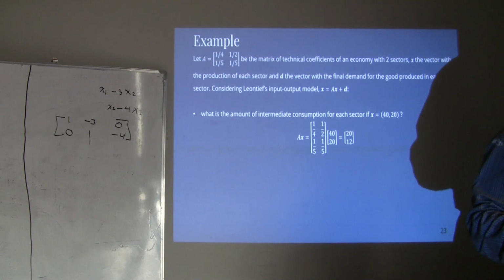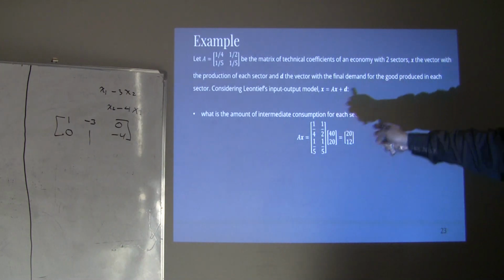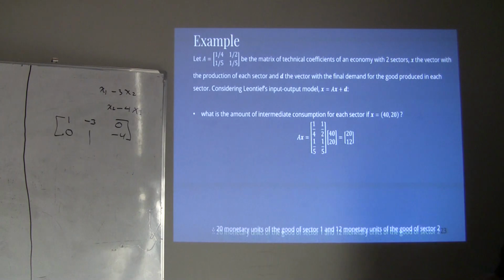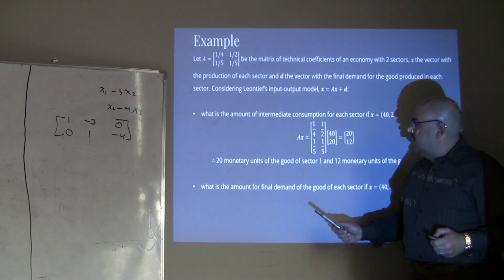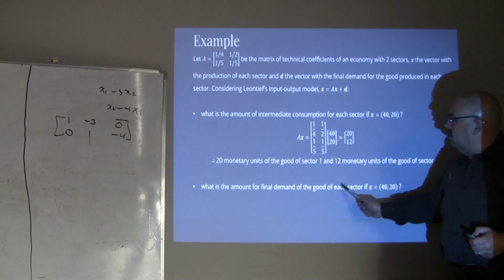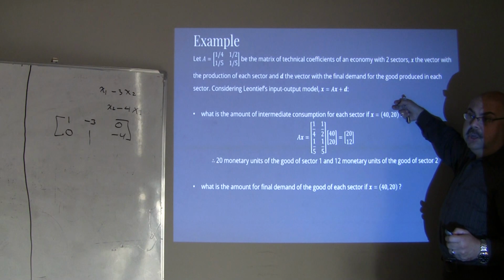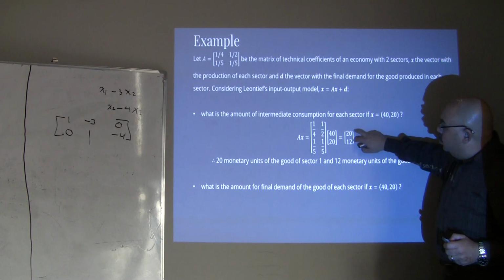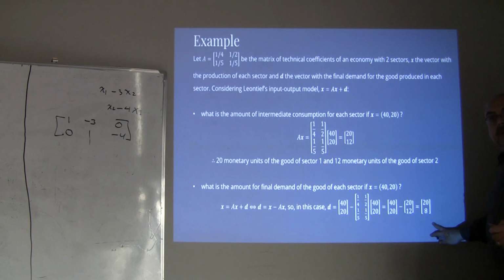How to get the final demand? It is the difference between the production and the intermediate demand. So it's really very simple. Of course, according to the definitions, what's the amount of the final demand? It's very simple. I will take the production, which is 40 and 12, and I will subtract from these values 20 and 12, and then I will get the final demand, as you can see.